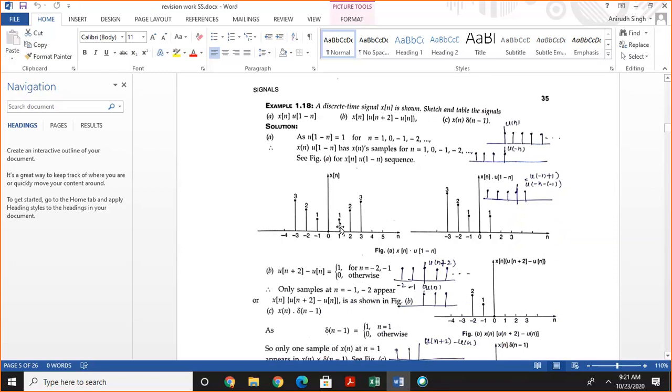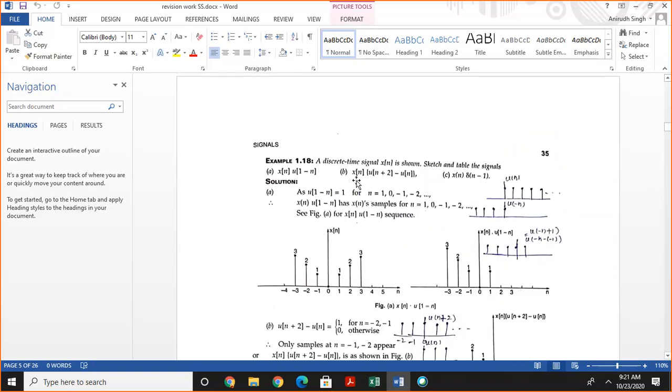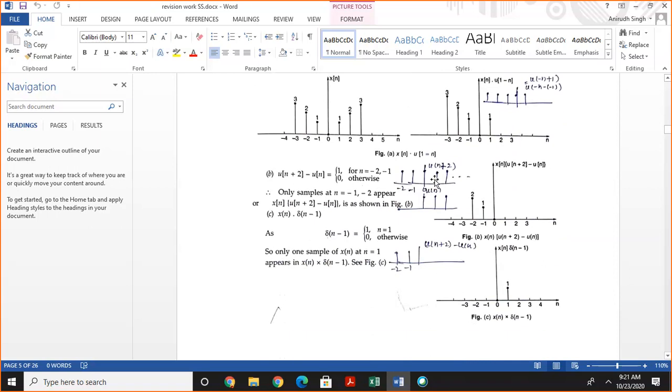If you multiply x of n and u of 1 minus n, then 1 is multiplied by 3, 1 multiplied by 2, 1 multiplied by 1, and this one is also multiplied by 1. But these 2 and 3 are multiplied by 0, so we get this sequence.